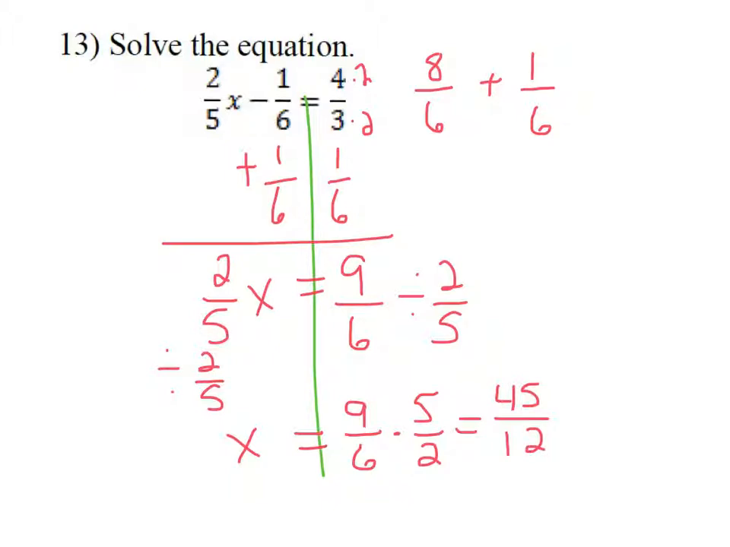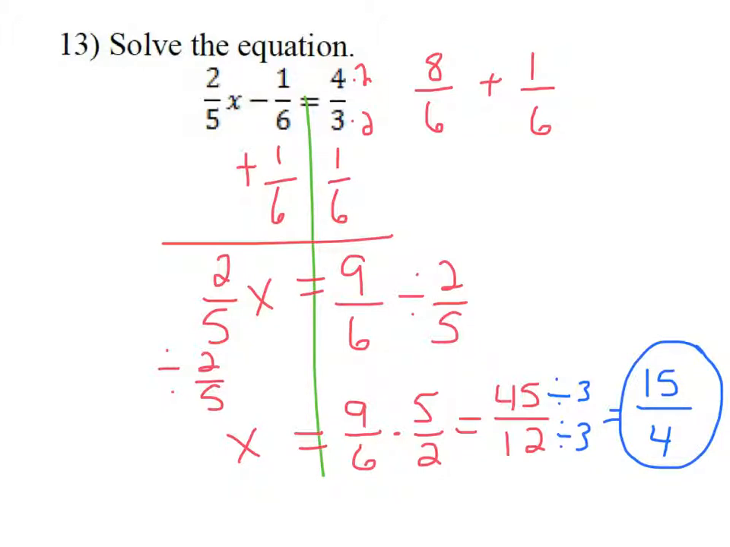The last thing we need to do is reduce this fraction. I can divide both top and bottom by 3. 45 divided by 3 is 15. 12 divided by 3 is 4. So the solution to this equation is 15 over 4.